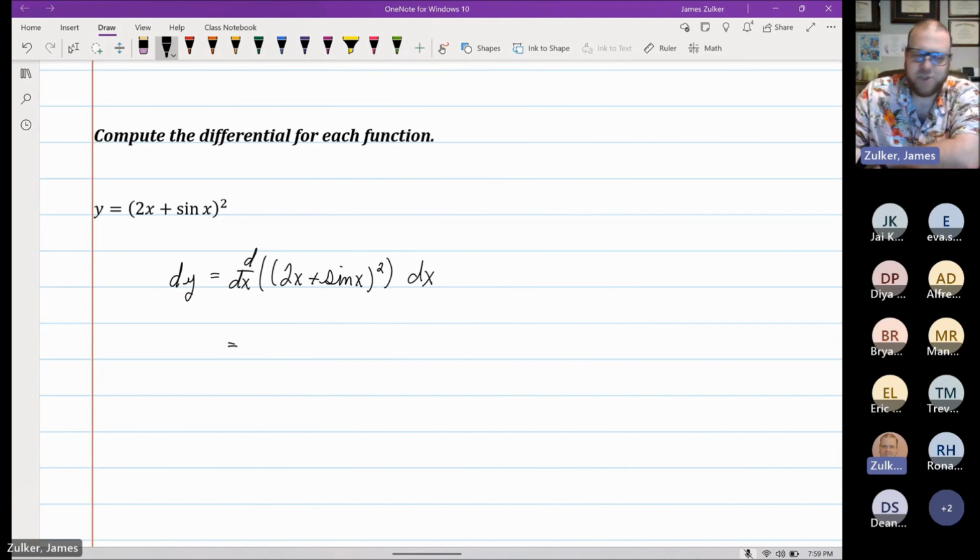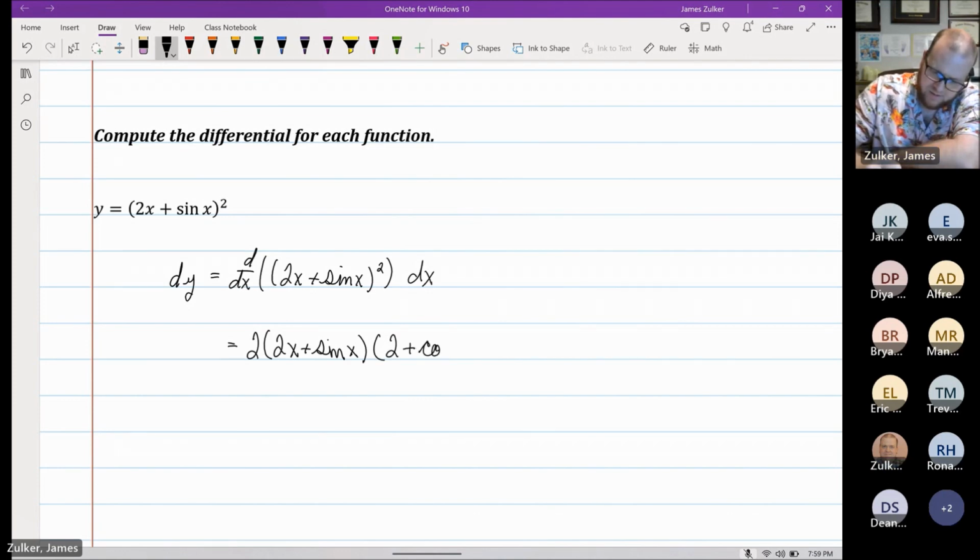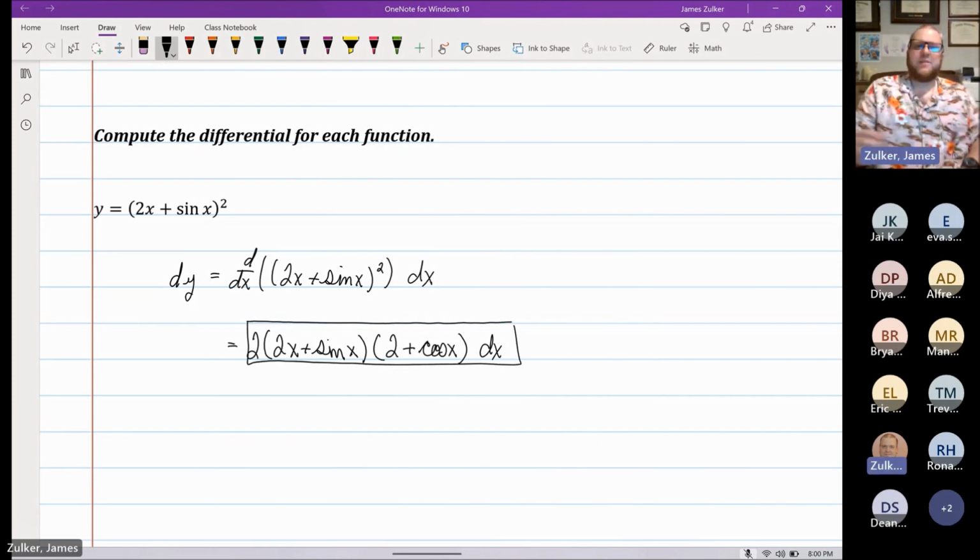Well, it's a general power function. Right? So 2 times the function, and then times the derivative of the function. And then dx. And this is our differential.